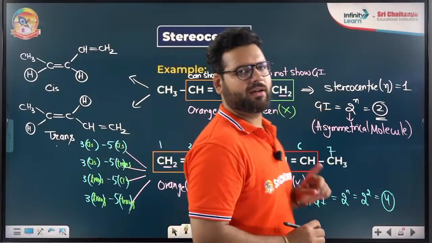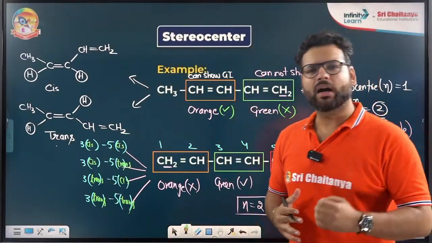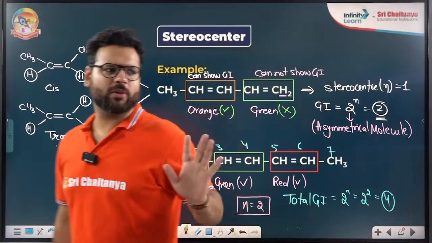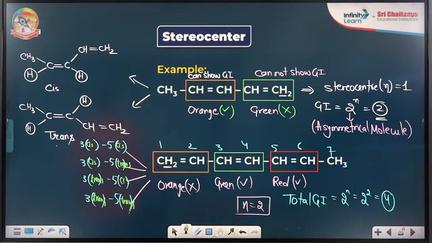2 to the power n. Please use this formula only when the molecule is a symmetrical molecule. Is the formula clear to everyone? I am just waiting for a reply and then we'll move ahead. Whenever a molecule is asymmetrical, with n stereocenters, 2 to the power n GIs are possible.